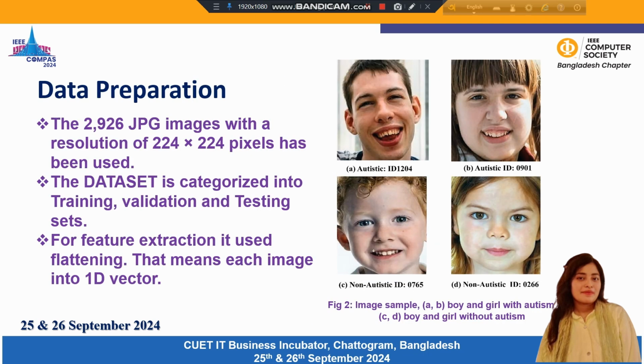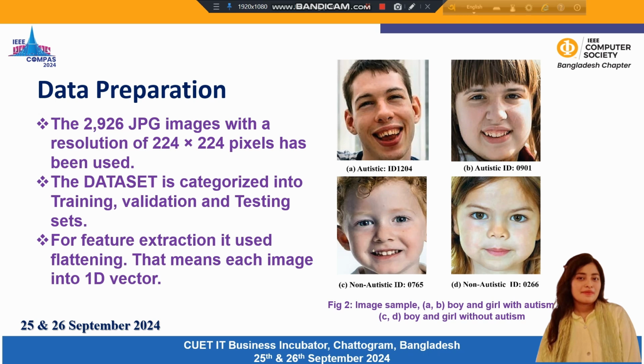For data preparation, we have used 2926 JPG images with a resolution of 224 by 224 pixels. The dataset is categorized into training, validation, and testing sets. And for feature extraction, it used flattening, which means turning each image into a one-dimensional vector. In Figure 2, image samples A and B are a boy and a girl with autism, but C and D are a boy and a girl without autism.